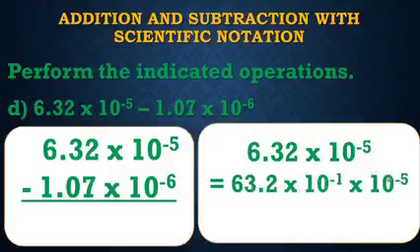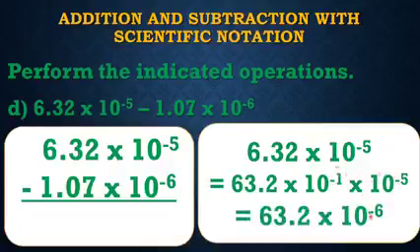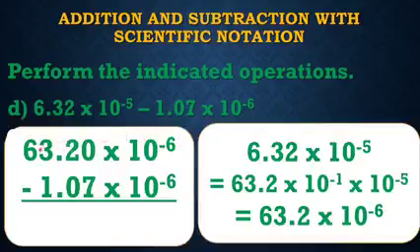And then drop your 10 raised to negative 5. Then proceed to simplification. We have a common base, so what we do with the exponent, again, is add. Negative 1 plus negative 5 is equal to negative 6. So again, 10 raised to negative 1 times 10 raised to negative 5 is the same as 10 raised to negative 6. And drop your 63.2. So instead of 6.32 times 10 raised to negative 5, we will use 63.2 or 63.20 times 10 raised to negative 6.